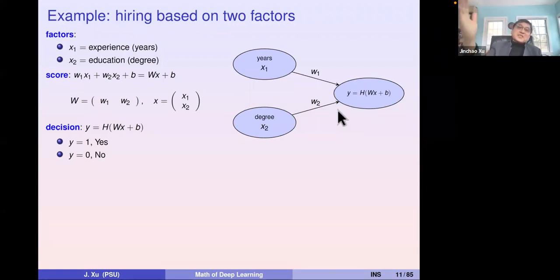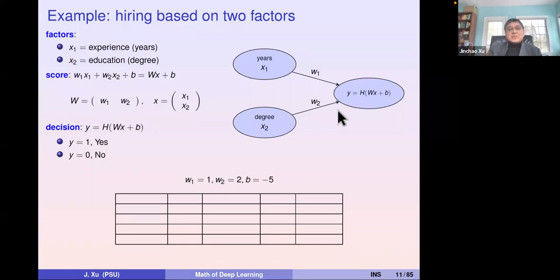Experience and education. Depending on where you come from, do you think education is more important than experience or not? In this case, I say education is more important. Say W2 equals 2, W1 equals 1. So I create a neural network to decide.